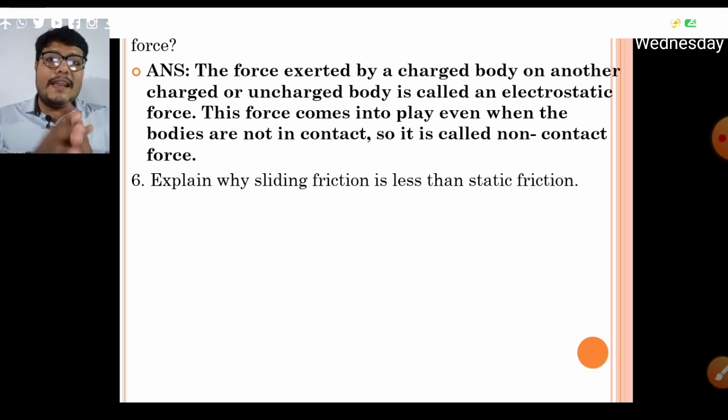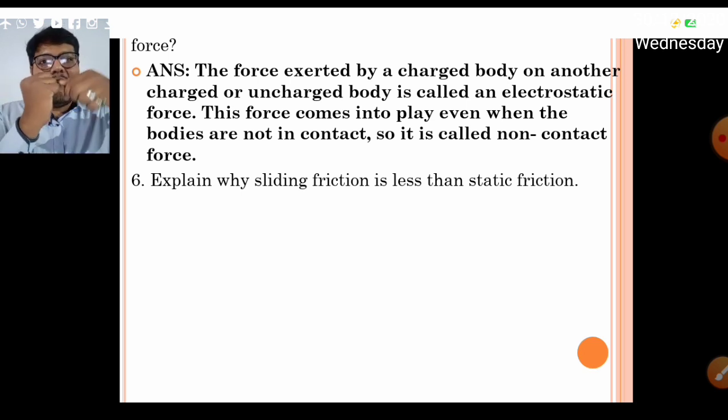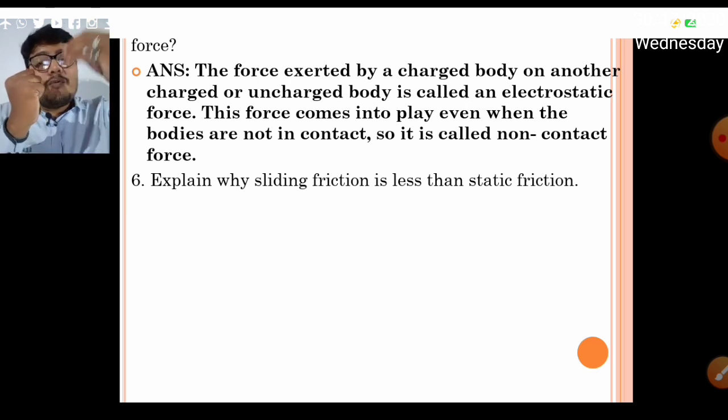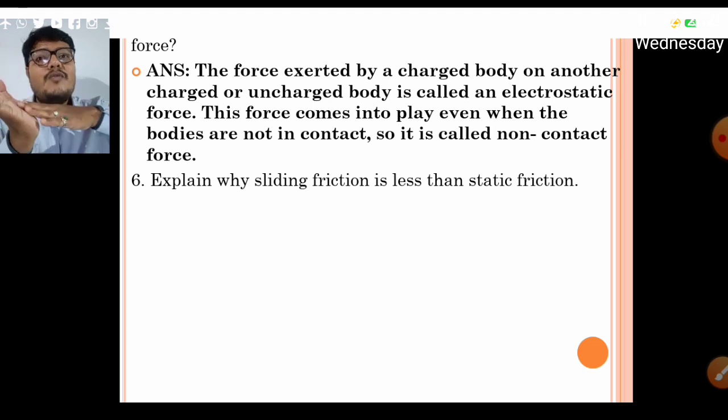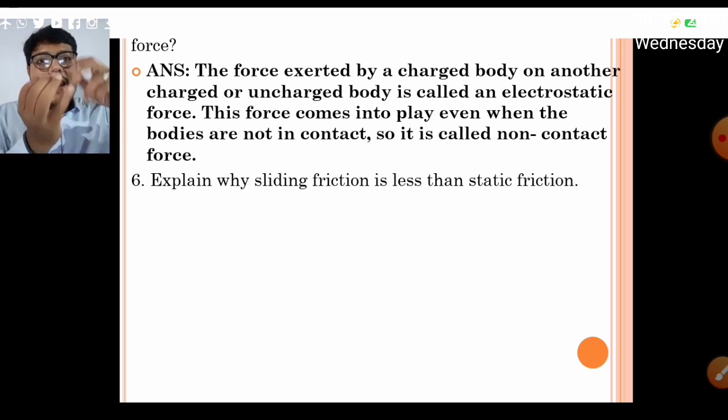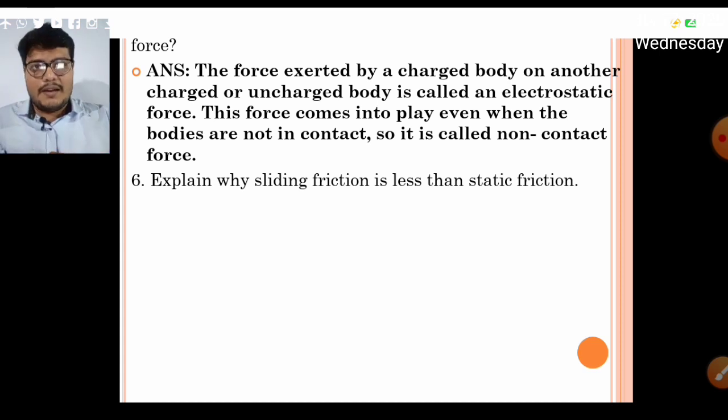Now static force, in that your body is at rest, in a stationary position, and you try to move that body from the rest position. So we can say that the amount of force required to move the body is more than the amount of force required to keep the body moving, right?